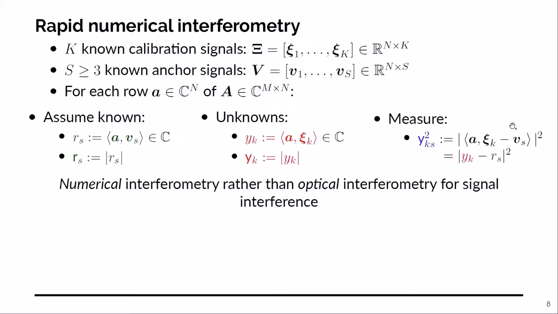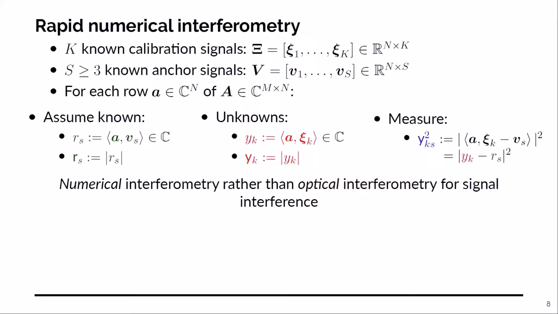So let's interfere calibration signal k with anchor signal s, and we're going to get this blue quantity as our measurement. Furthermore, if we actually expand this inner product, we'll see that's exactly what we want. It's a distance between a complex valued number which we don't know, and a known complex valued number. And this is exactly what we had on the previous page when we did trilateration. And we're going to call this numerical interferometry.